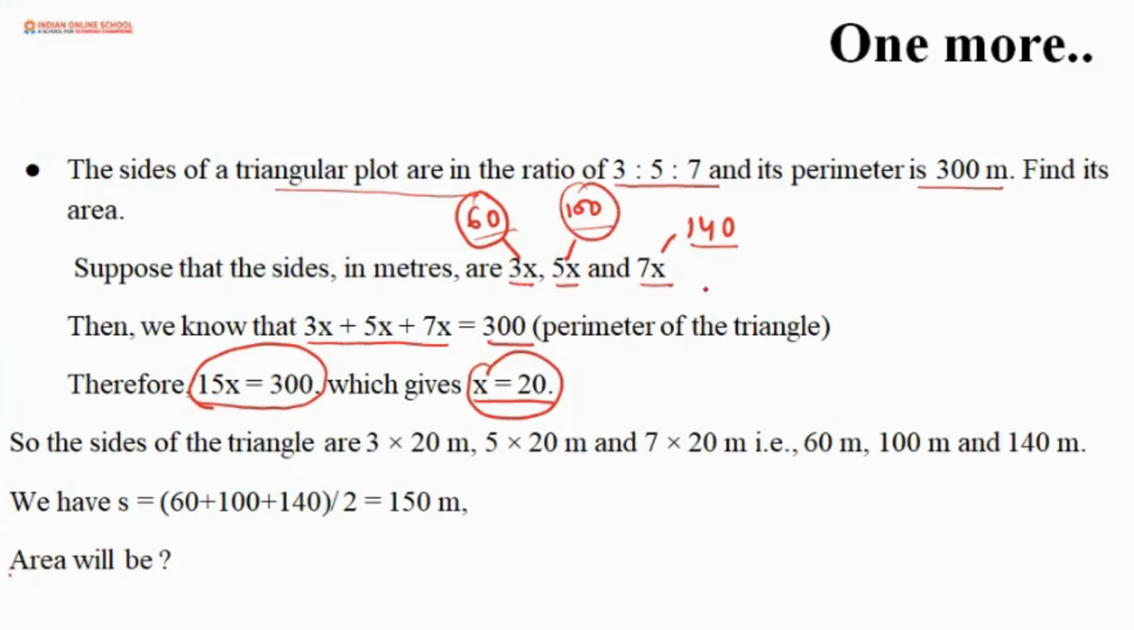But in the formula, we are supposed to take all the sides. All the sides are 60, 100 and 140. So this time the sides of the triangle are 60 meters, 100 meters and 140 meters, and we are supposed to find the area. So, ma'am, A is equal to 60, B is equal to 100 and C is equal to 140. Absolutely.